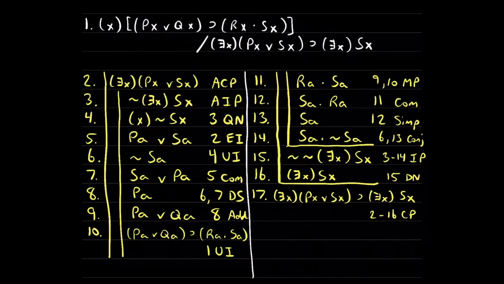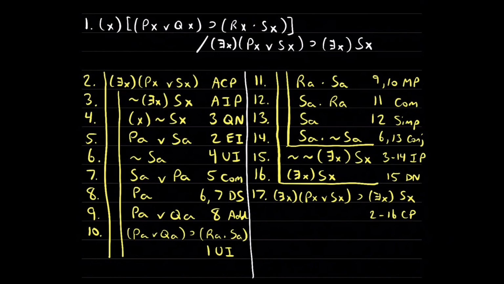In this proof, we only have one premise. It's a fairly lengthy universal statement: for all x, if Px or Qx, then Rx and Sx. And we're trying to prove this conditional: if there exists something that's either a P or an S, then there exists something that is an S.